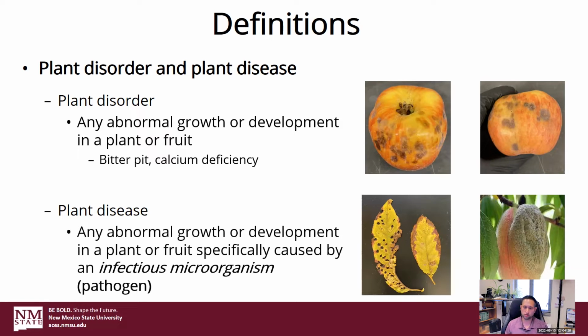Now, the difference between a plant disease and a plant disorder is that a plant disease is any abnormal growth or development in a plant, very similar to the disorder part, but this one is particularly caused by an infectious microorganism or a pathogen. So that's the two differences. Disorder can be a more general term, but plant disease is a term for an infectious microorganism.